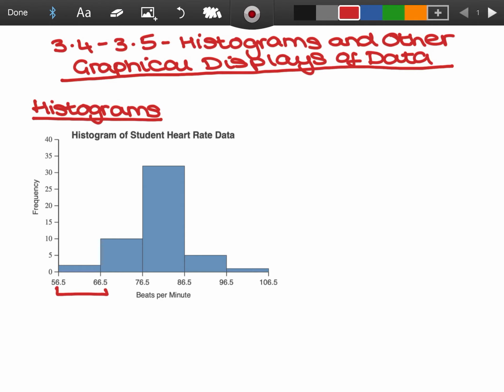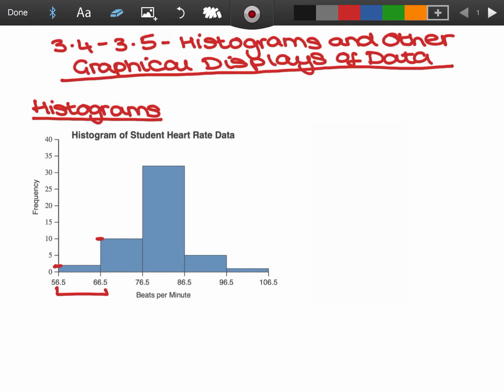For example here, it looks like we have two students with a heart rate of between 56.5 and 66.5. It looks like we have, I'm guessing, around 10 or 11 students by the looks of that graph, with a heart rate of between 66.5 and 76.5, etc. So this is how a histogram works.